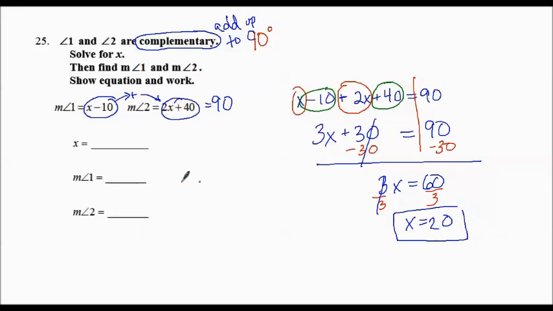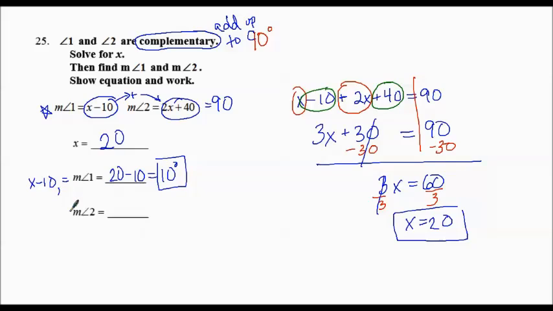In this case, they want us to find not only the value of x, but also to plug the value of x back in so that we can find the measure of the angles. Angle 1 is x minus 10, because they say right there. So I'm going to substitute the value of x for the 20. So it's 20 minus 10, which is just 10 degrees.